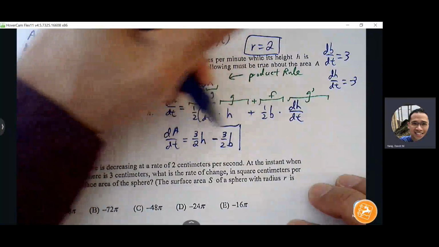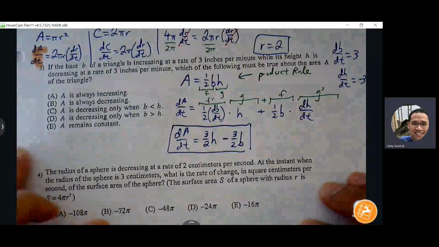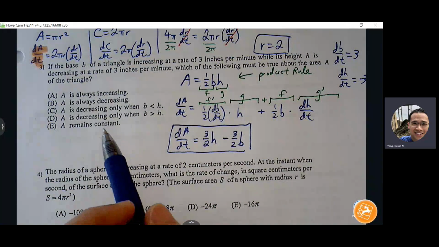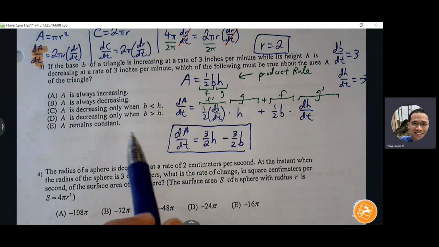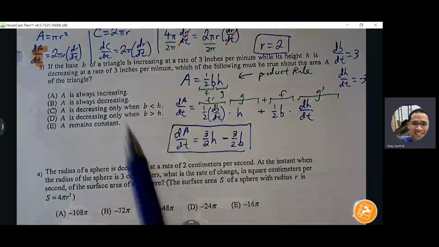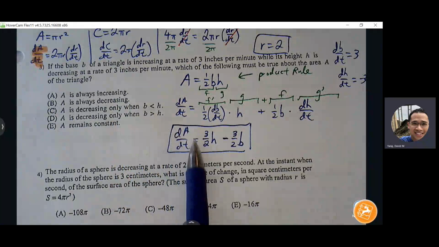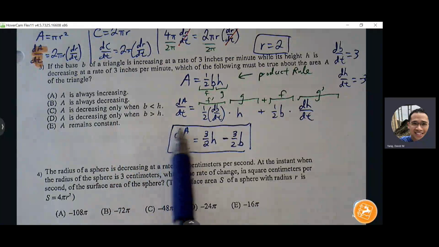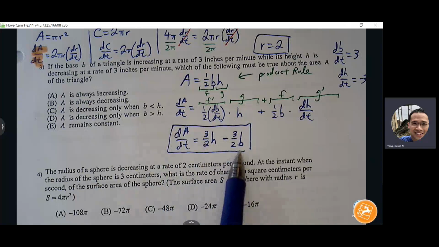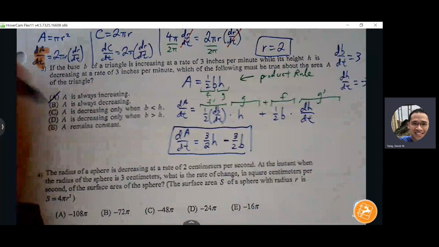So this is as far as I can go. And now let's look at our options here and see which one has to be true. Okay, it says that A is always increasing. Well, in order for A to always be increasing, that means dA/dt is always positive. Can we guarantee dA/dt is always positive? Right, not if B is larger than H, because then we're going to get a negative value. So we know this is out.